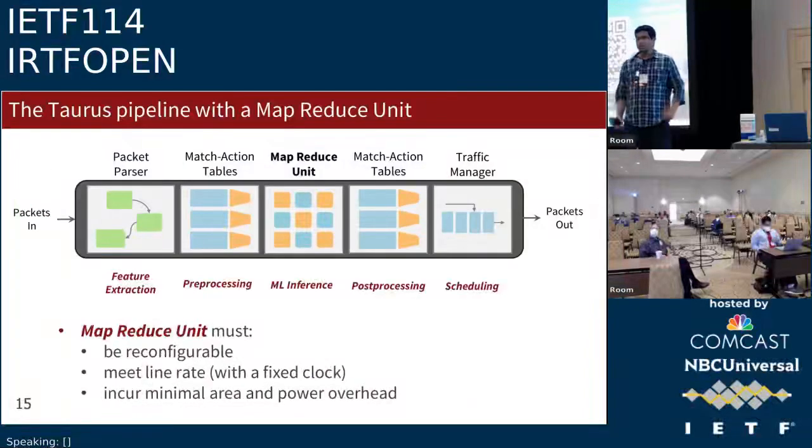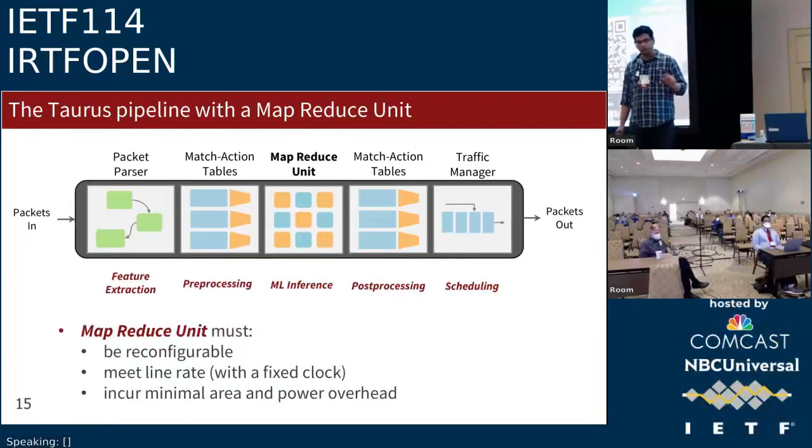So we went ahead and adjusted the switch pipeline with a MapReduce unit that implements the patterns that I just described. We still have our typical programmable elements: a programmable packet parser, match action tables, and traffic manager. But you can see in the center, we have this MapReduce unit. And that's essentially what's going to do our machine learning inference.